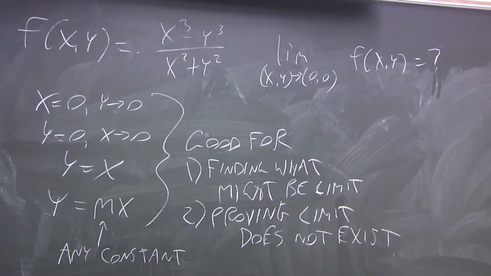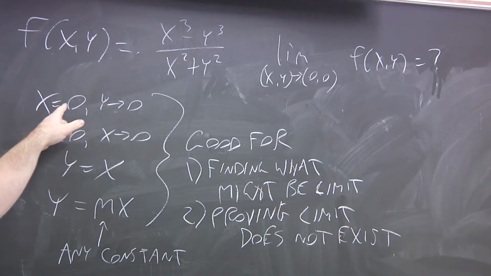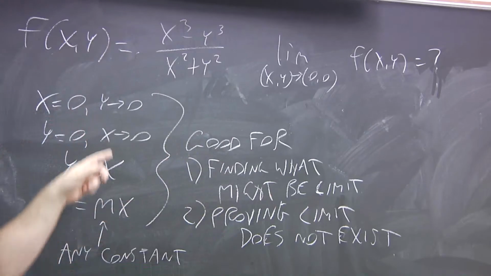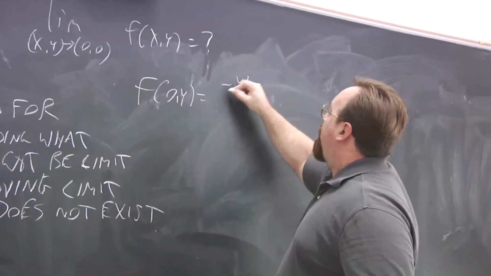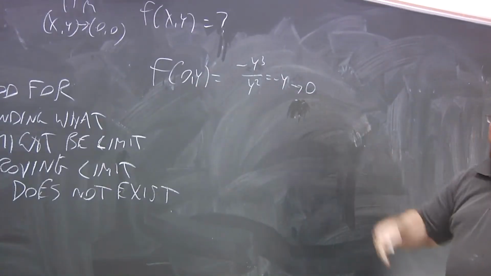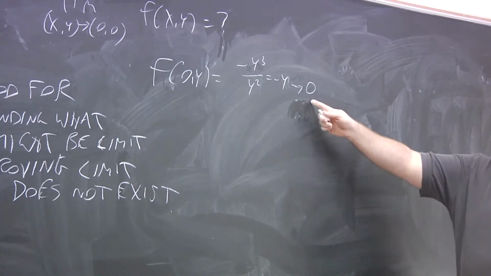If we try any of these approaches on this function, what appears to be the limit? Well, if you plug in x and y simultaneously as 0, then you get 0 over 0, which is an indeterminate form. But if you plug in x equal to 0, you have minus y cubed over y squared, which simplifies to minus y. Then you let y go to 0. f of (0, y) is minus y cubed over y squared, which is minus y, and goes to 0 as y goes to 0. So if there's a limit at all, it's got to be 0. It goes to 0 at least along this one path.